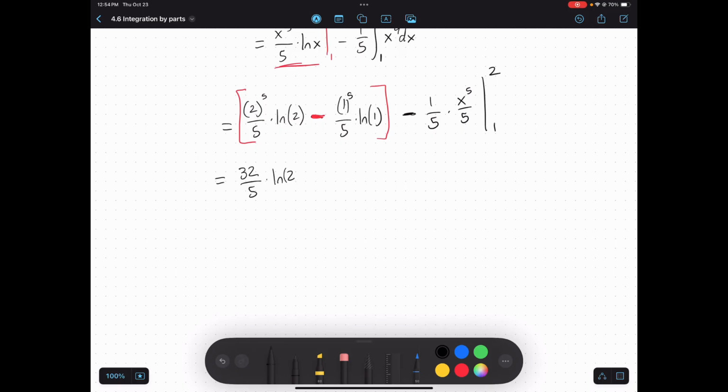Natural log of 2 is just something you'll plug into your calculator, or you can just leave it in exact form. That's going to give you an irrational number. Minus, well, 1 to the 5th is just 1, but what's natural log of 1? Natural log of 1 is actually just 0. So this term just goes to 0.